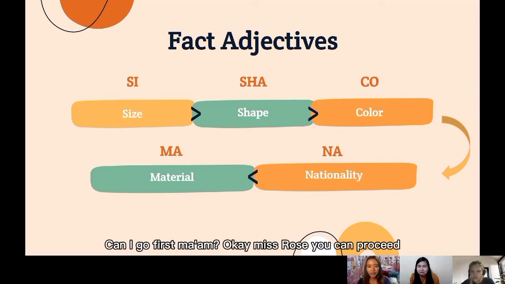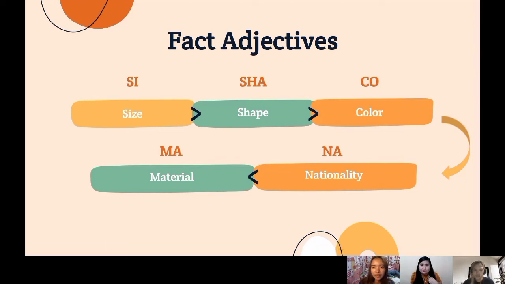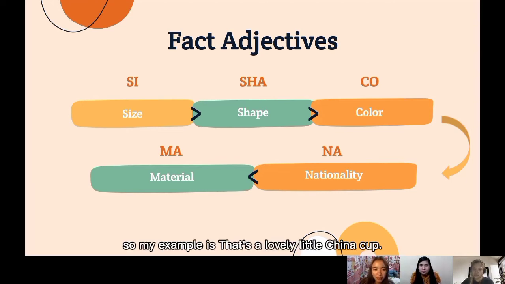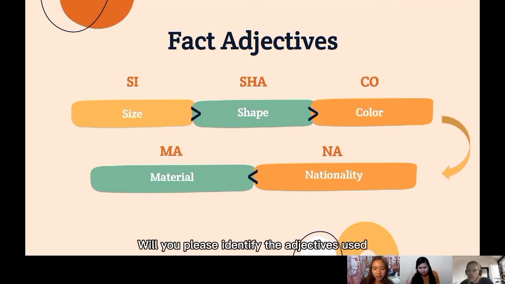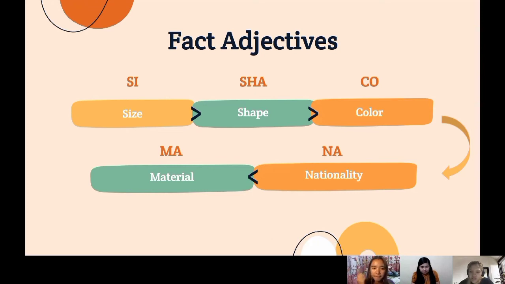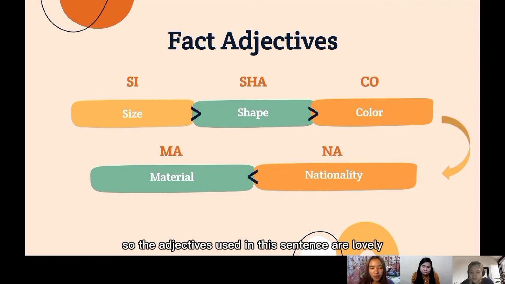Can I go first, ma'am? Okay, Miss Rose, you can proceed. So my example is, that's a lovely little china cup. Okay, that's a lovely little china cup. Will you please identify the adjectives used in your sentence? So the adjectives used in this sentence are lovely, little, and china.